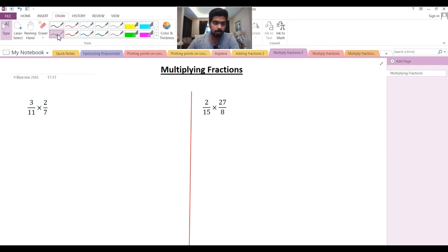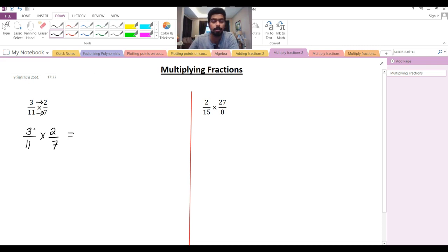Question number 1. What do we have here? We got 3 over 11 multiplied by 2 over 7. Now, when we multiply fractions, we always multiply numerator with numerator and denominator with denominator. In other words, we multiply the top number with the top number and the bottom number with the bottom number. Now let's multiply this fraction.